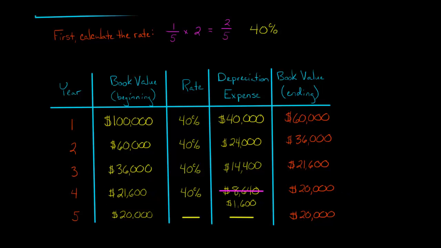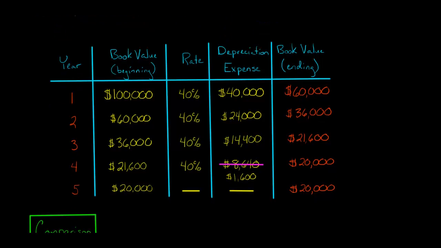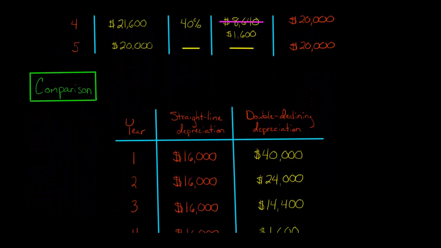And we don't want to take the ending book value below the residual value, okay? So then for year 5, under double declining balance depreciation, we are already at the bottom book value, the residual value, so we don't record any depreciation at all for year 5. Okay? So that's how we do it. Now let's look at the comparison of each of these methods.